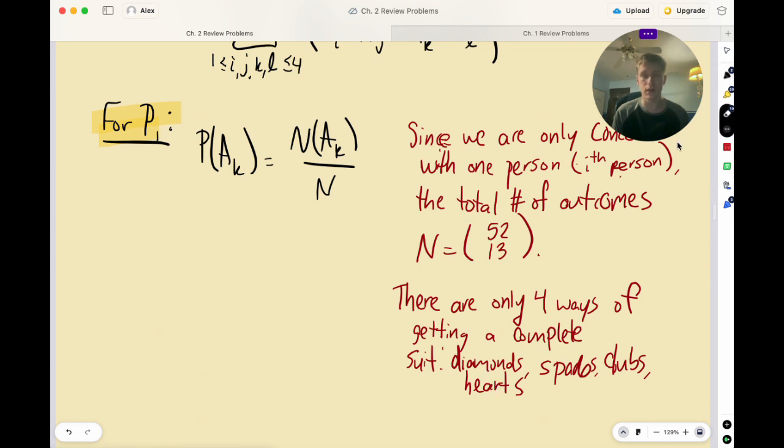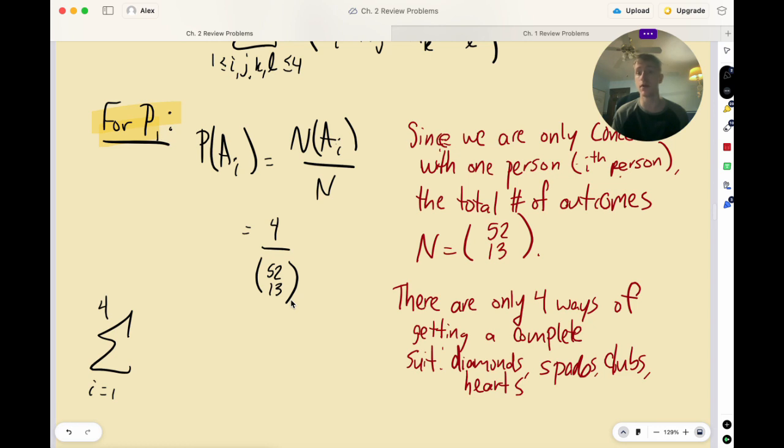Which I should be more consistent. A sub i, and that's really just going to be 4 divided by 52 choose 13. Okay, so now we are summing from i equals 1 to 4 of all of those probabilities. But the 4 people are interchangeable, right? The first person could have that happen to them, the second person, the third person, or the fourth person.